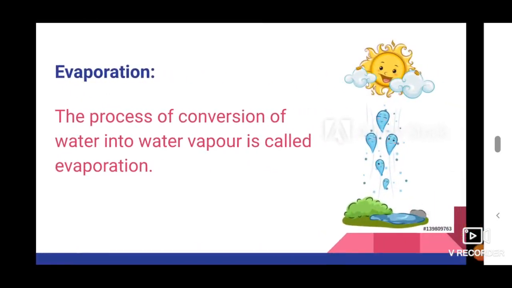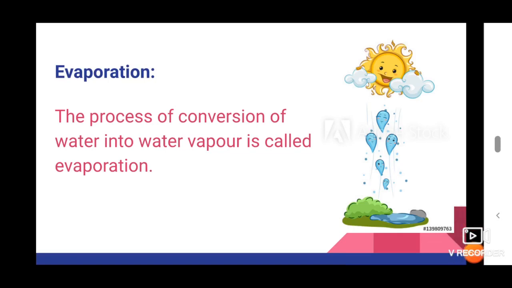Evaporation is a process. In this process, water changes into water vapor. This is known as evaporation. Water is the liquid form. Water vapor is the gaseous form. So in the evaporation process, water in liquid form is converted into the gaseous form. The process of conversion of water into water vapor is called evaporation. So children, what is evaporation? The process of conversion of water into water vapor is called evaporation. This evaporation happens naturally with the help of sunlight.